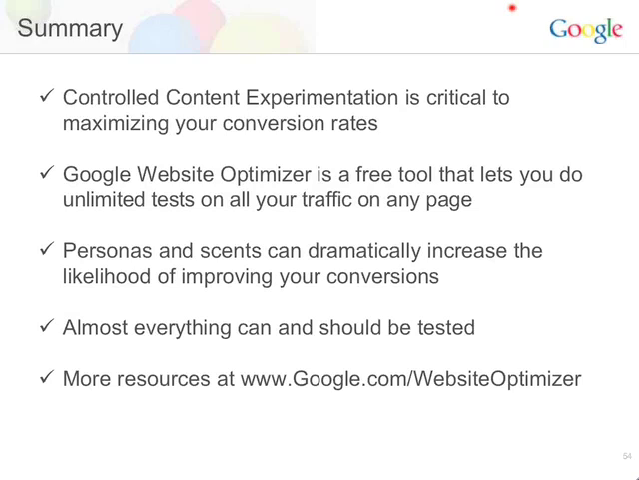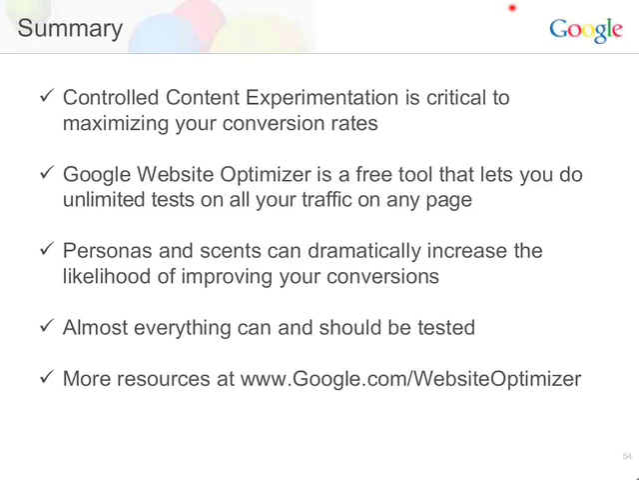And to sort of summarize some of the takeaways, one of them is that controlled experimentation is really critical to maximizing your conversion rates, and the only way to really be able to do that is to combine good hypotheses, like what Brian was talking about, with technology to then confirm that that's right for your audience and find the optimal mix. Second thing is Website Optimizer is a great tool to do that if you decide to perform testing. It's free and lets you do unlimited testing on all of your traffic.